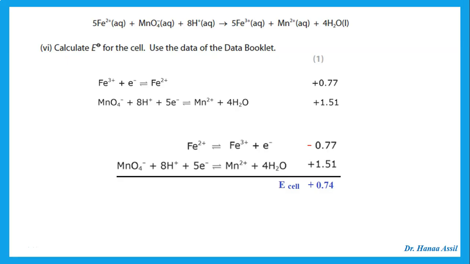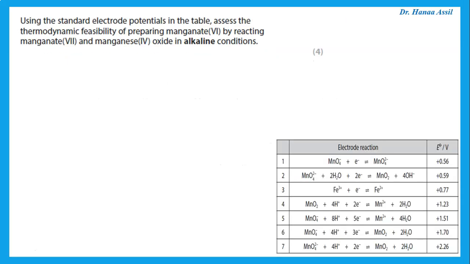Remember that the overall E cell is E oxidation plus E reduction. That's one way of doing it. Or you could say it is the subtraction of the two of them, but I prefer to write them like this. Question says, using the standard electrode potentials in the table, assess the thermodynamic feasibility of preparing manganate 6 by reacting manganate 7 and manganese 4 oxide in alkaline conditions.